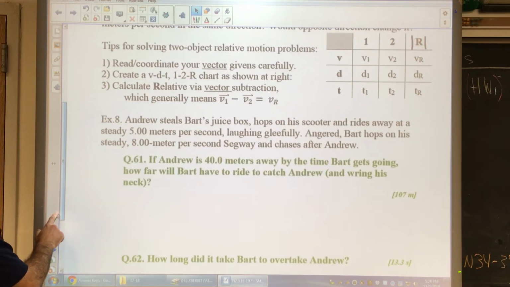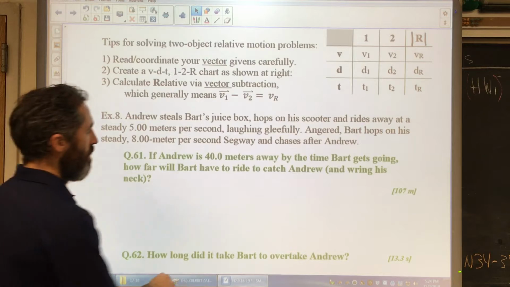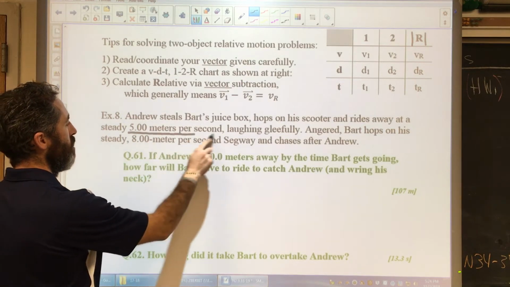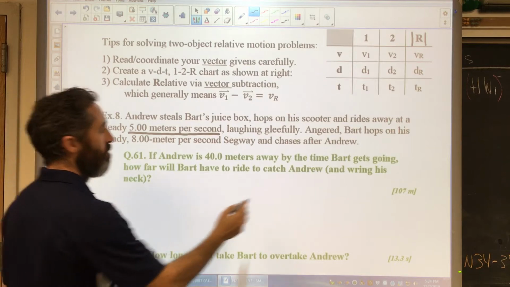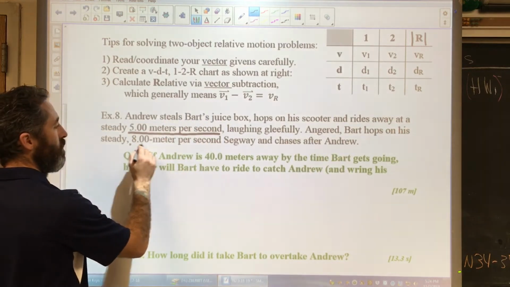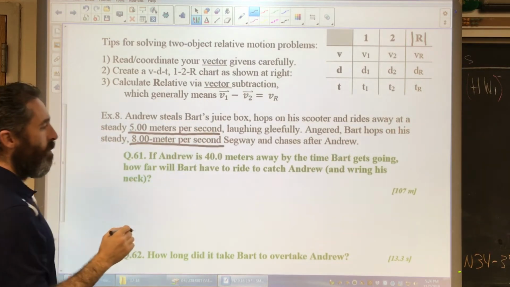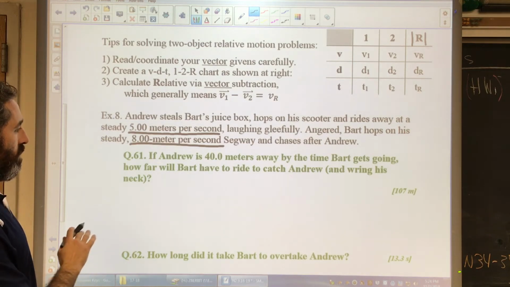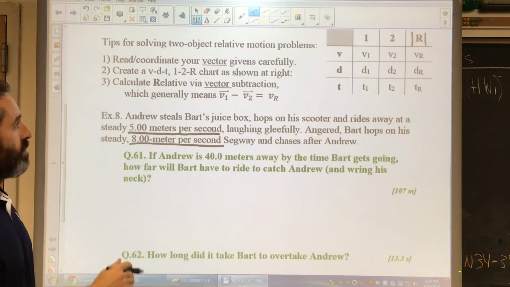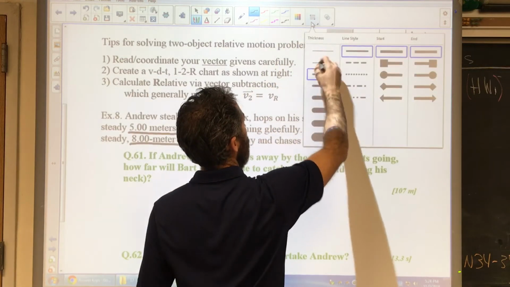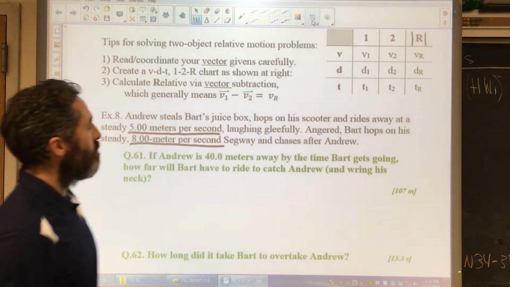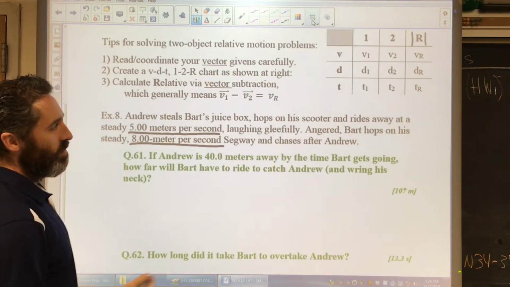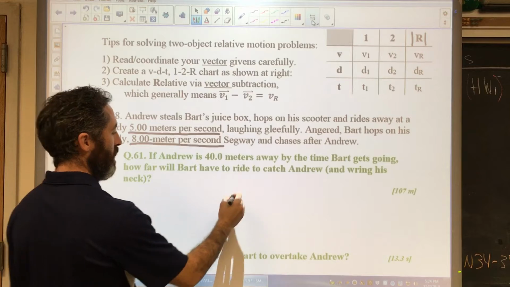The first one we started looking at was about Andrew and Bart. So here you see your two objects. You have Andrew driving off at 5 meters per second. You have Bart driving off at 8 meters per second with some delay. So how do we deal with this? It's actually a fairly heavy problem in terms of just keeping track of the algebra, unless you pull on your VDT12R chart. R kind of looks like a 3. So let's check it out.